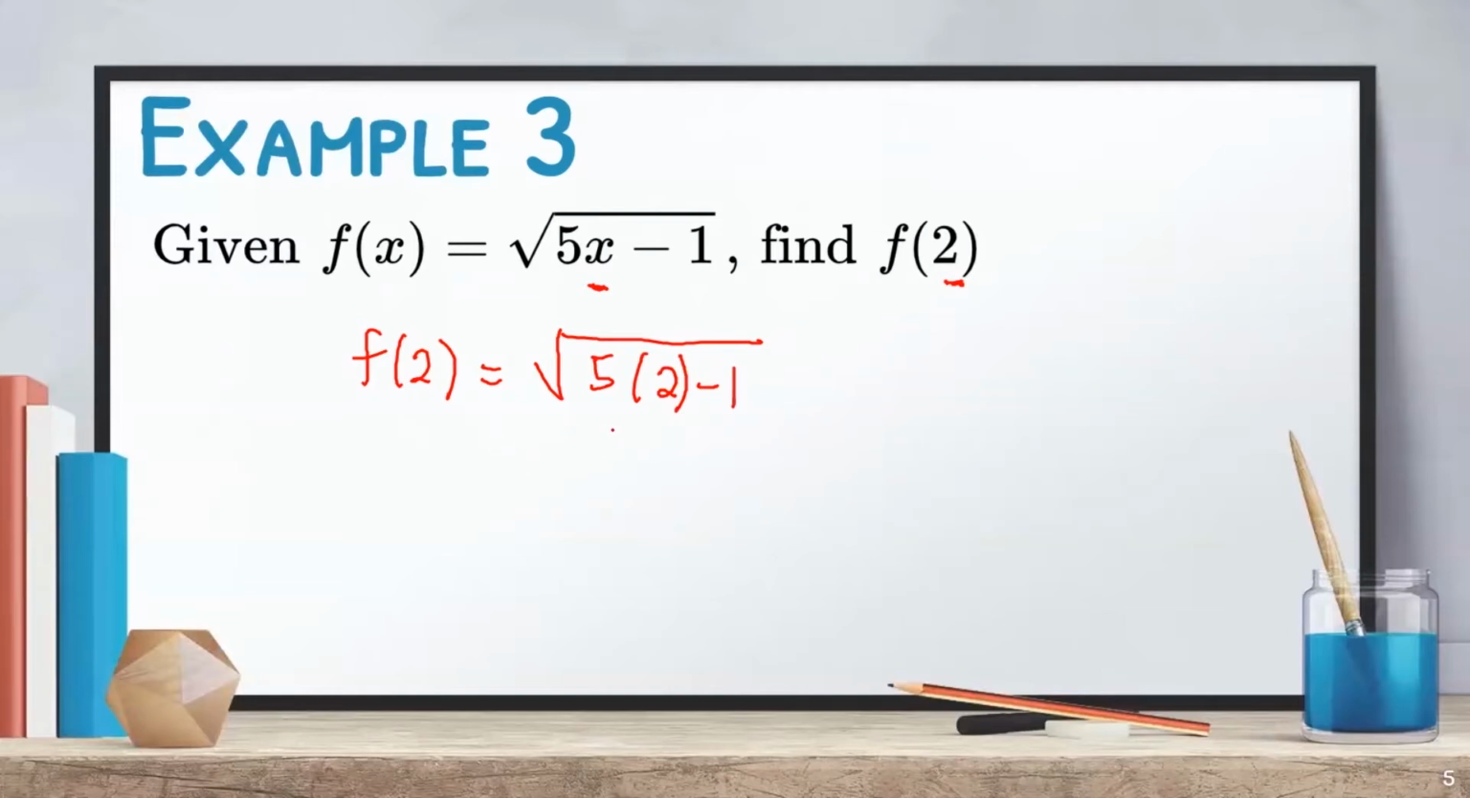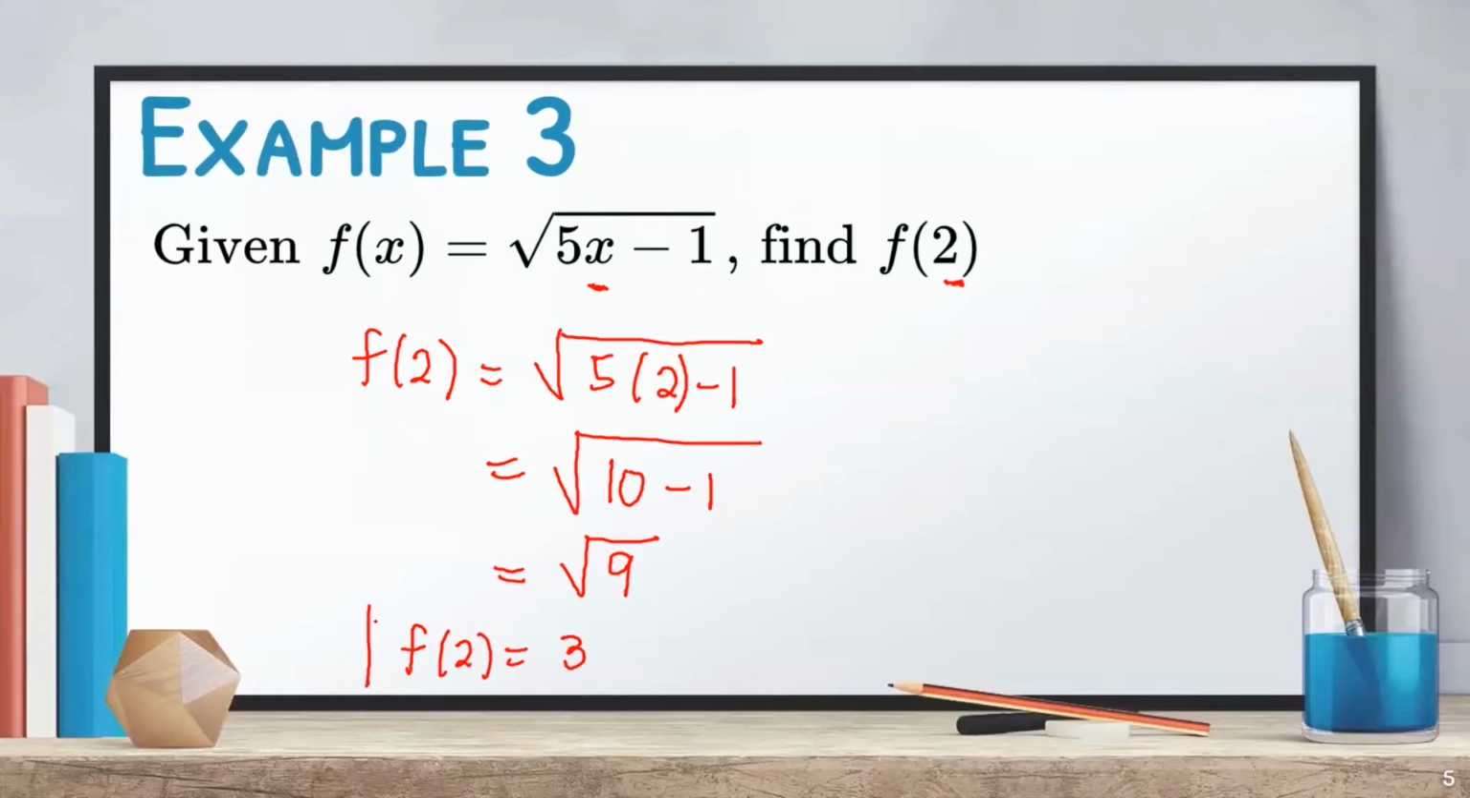Multiply first 5 and 2, which will become 10. So we will have square root of 10 minus 1. Simplifying 10 minus 1 will give us 9. So it will become square root of 9. Remember that square root of 9 is equal to 3. Therefore, f of 2 equals 3.